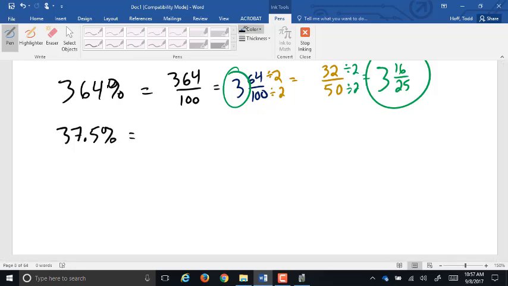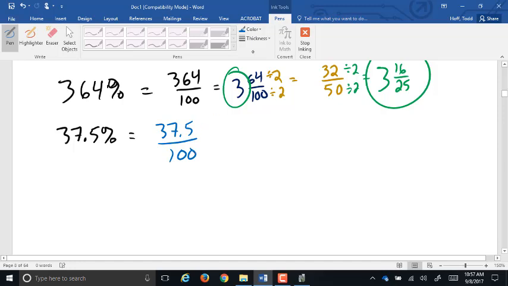What about 37.5%? Well, it's still 37.5 over 100.